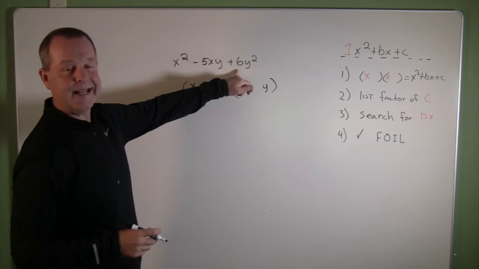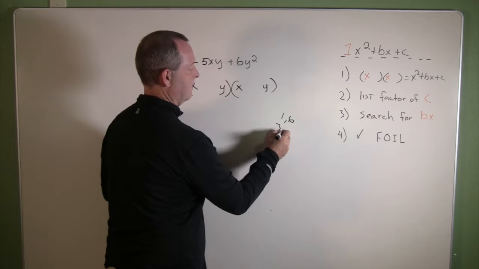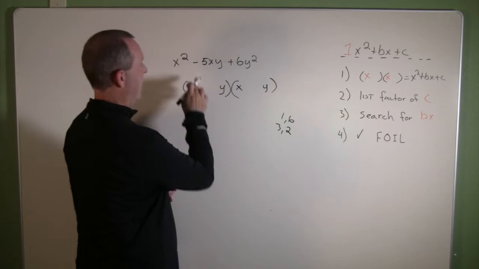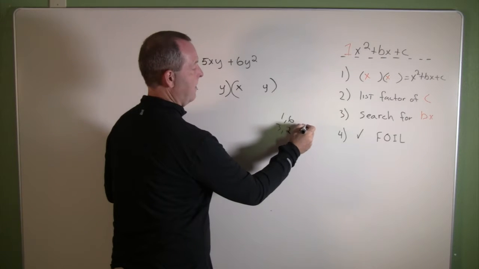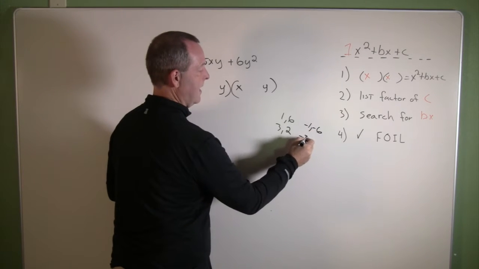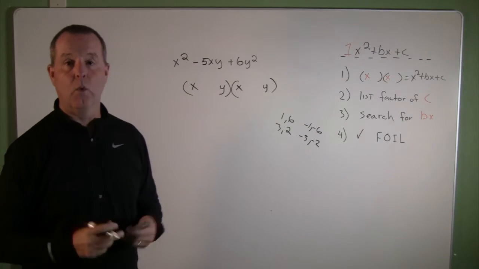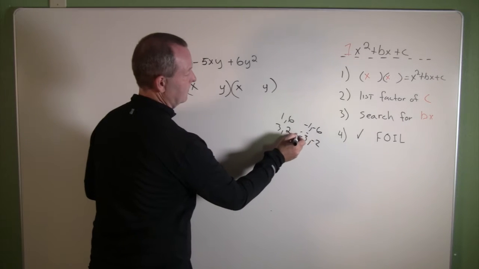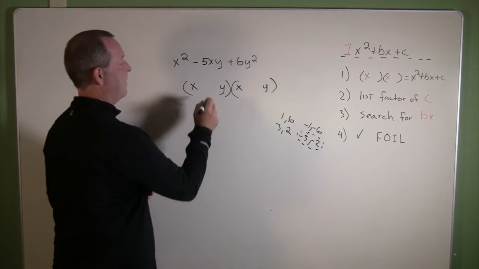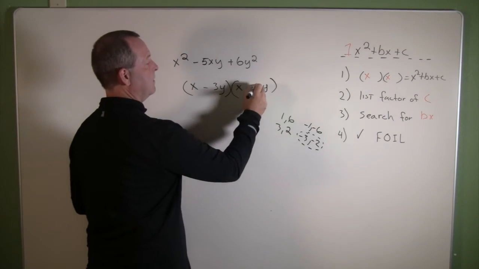All the factors that make a 6. I know I'm going to have a negative here, so my positives won't matter. So it's either going to be a -1 and a -6, or a -3 and a -2. Which of those two produces a -5? It's that one right there. So I can put a -3 and then a -2.